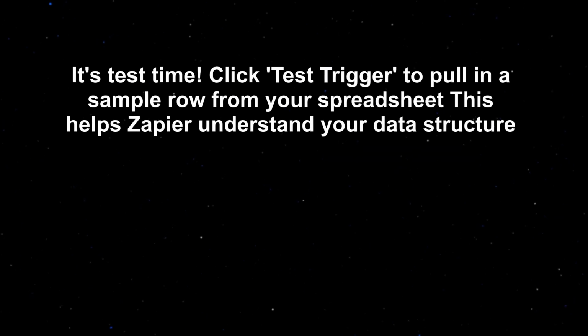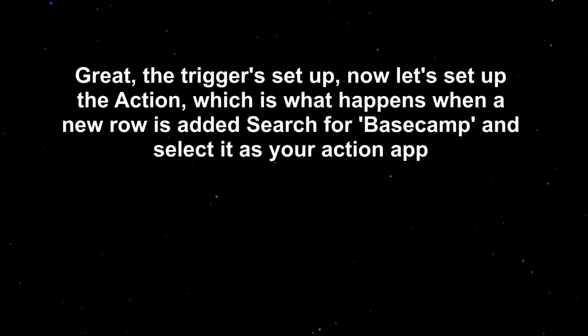It's test time. Click Test Trigger to pull in a sample row from your spreadsheet. This helps Zapier understand your data structure. Great, the trigger's set up.